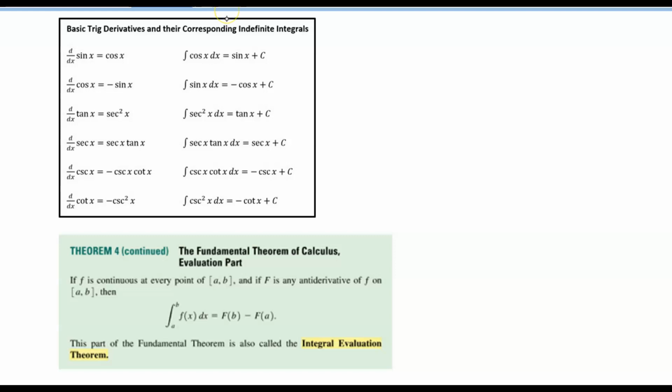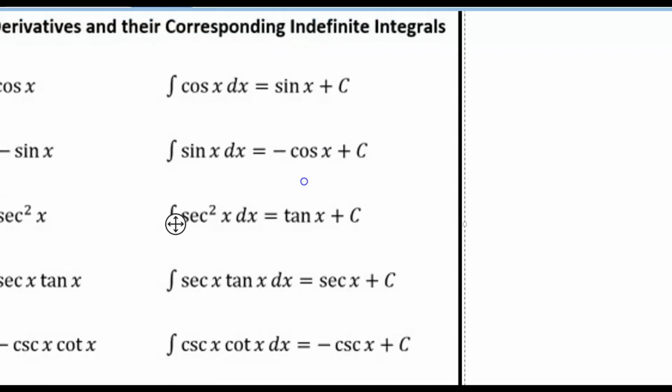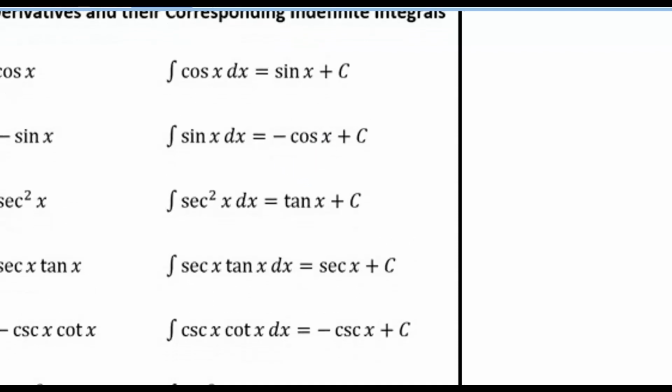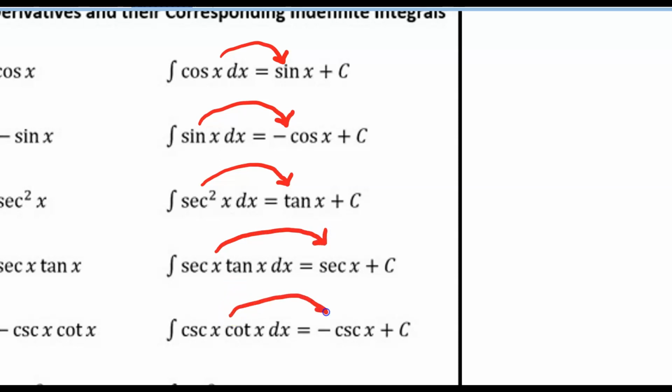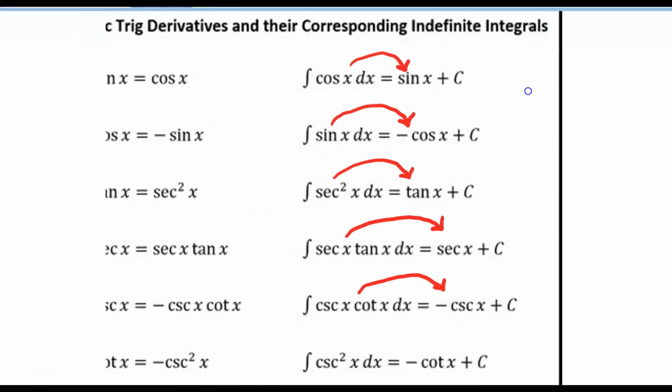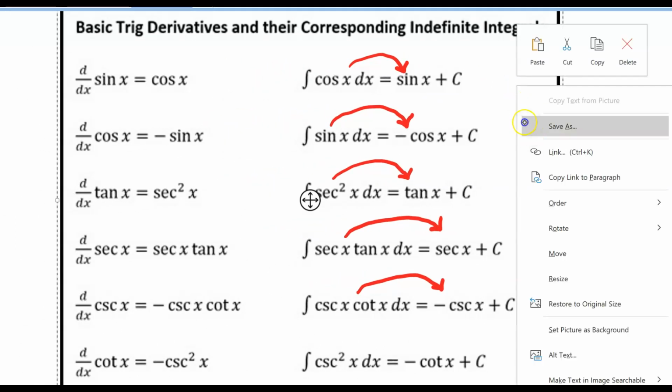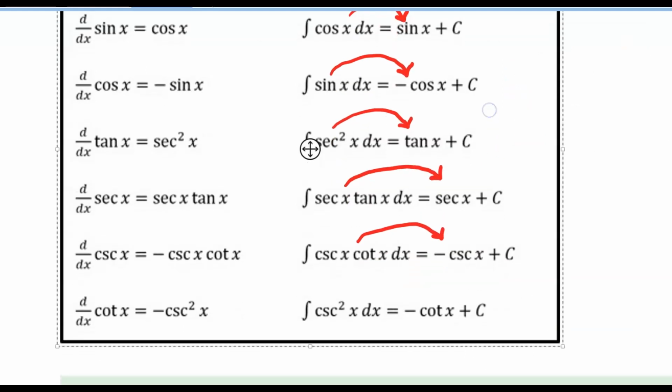So first thing we'll start off by saying is that if we have the integral of cosine, when you integrate cosine, you get sine. All right, when you integrate sine, you get negative cosine. When you integrate secant squared, you get tangent. When you integrate secant tangent, you get secant. When you integrate cosecant cotangent, you get negative cosecant. And I forgot the last one: cosecant squared integrates to negative cotangent.